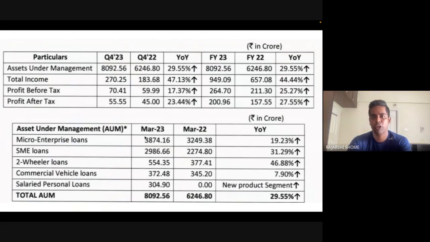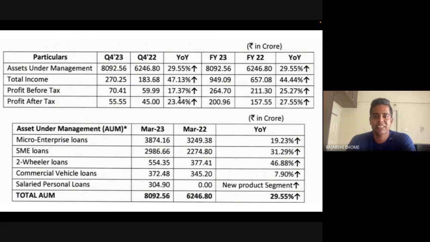Now we understood the geography, right? We understand which states they were in, and we understood the breakup of the loan book. Now let's see the growth, right? And now when we see the growth, first we need to see what is the growth of the assets under management. Can you see on a YOY basis, they have grown by almost 30%, which is a good growth in itself. And if you can see the profit after tax, now this is a problem with MSE.